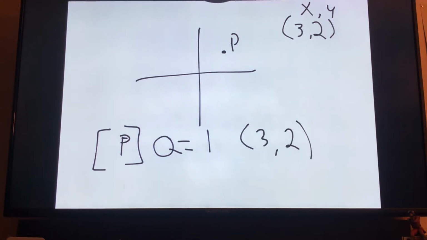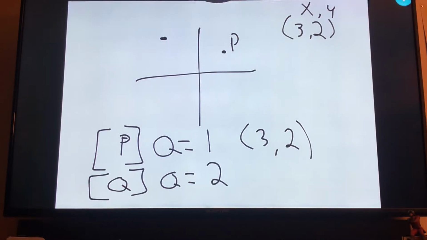Alright, let's try another one. Let's look at Q. Q is going to be somewhere over here. So what quadrant is that? Alright. I'll put Q right here. Q is in quadrant 2. Now I need an X and Y, which is going to be my ordered pair. So let's go count up. We're going to the left how many places?